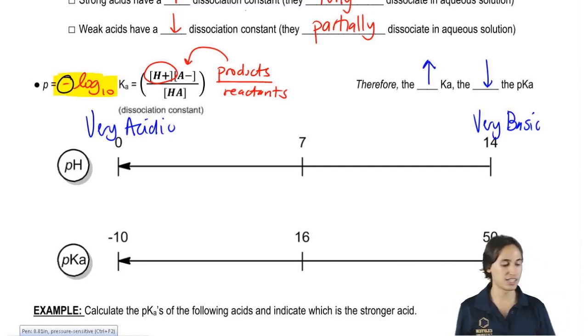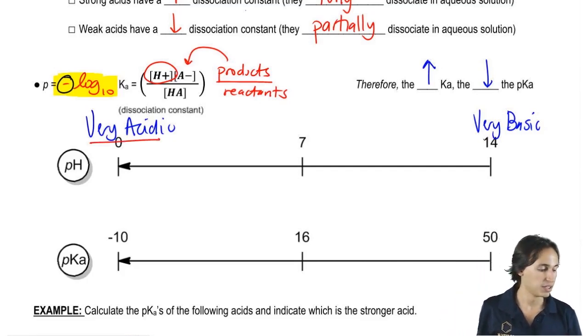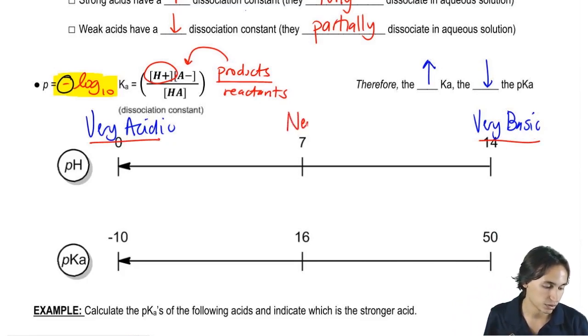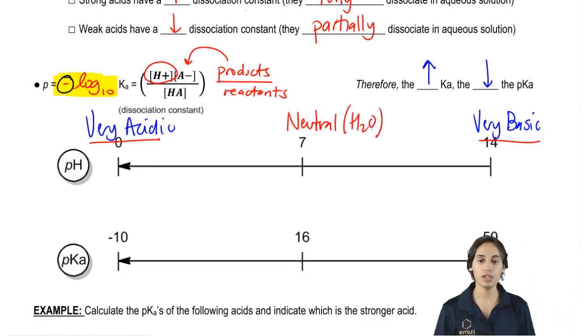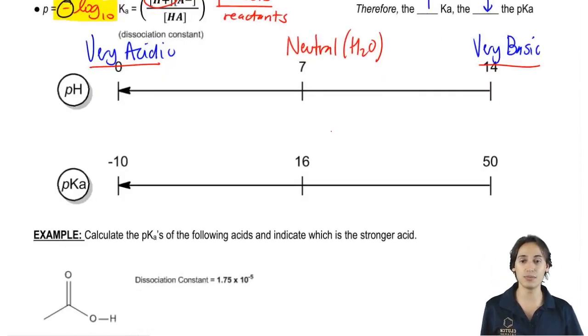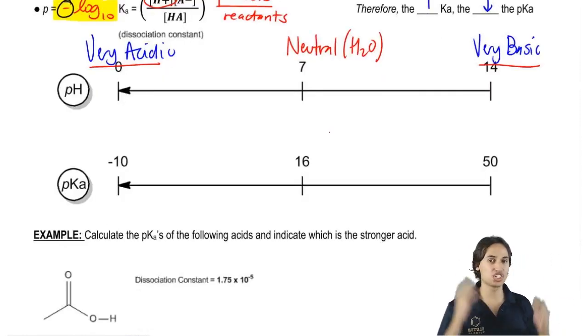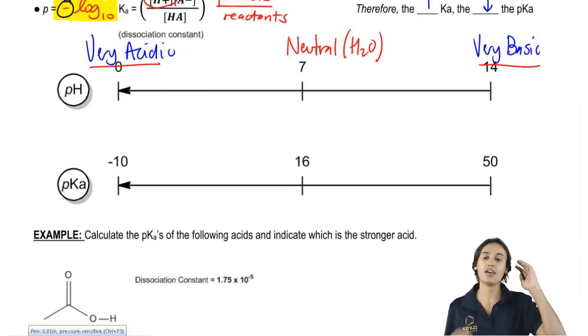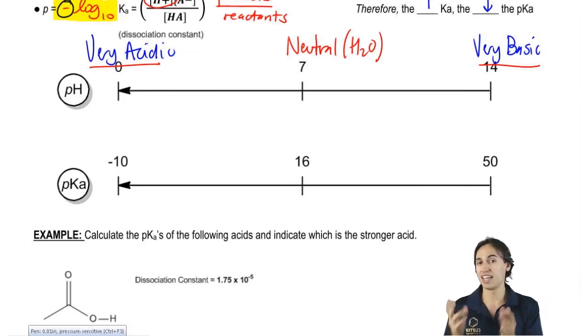Now what I want to do is go over the similarity of the pH scale and the pKa scale. So for the pH scale, like I said, 0 is very acidic, 14 is very basic, and 7 was neutral. Remember that 7 was just water. Okay, and that was neutral, right in the middle. Well, for pKa, we have something very similar, but it's just going to be a different scale, and it's going to mean something different.